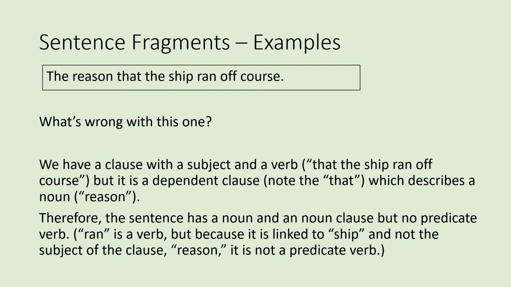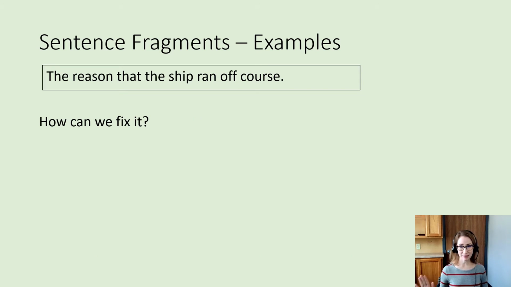We've got the main subject is the reason. And so that clause, that the ship ran off course, is actually a dependent clause that describes the reason. And for that reason, it is not a predicate clause. So you see ran, you might be confused and think that's the verb, the controlling verb for the sentence. But it's not, because it's linked to ship, which is not the primary subject of the sentence. Reason is the subject. Therefore, ran is not the predicate verb. Okay, are you still with me? I'm back in the corner. I didn't want to cover up the text on the last slide.